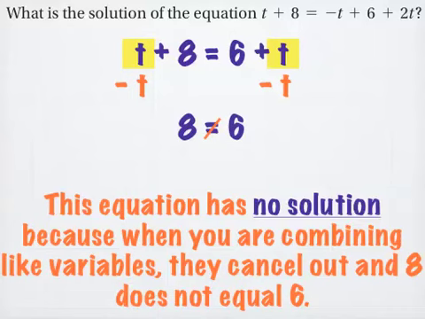Sometimes you might solve an equation and you might end up with the same thing on both sides. So if you wound up with like 8 equals 8 or 6 equals 6, that is a true statement, and we would say that that equation has an infinite number of solutions, which means that you could plug in any number and it would make the equation true. But in this case, 8 equals 6 is not true, so it's going to have no solution.